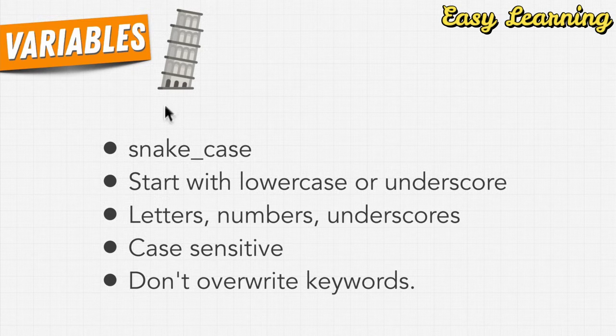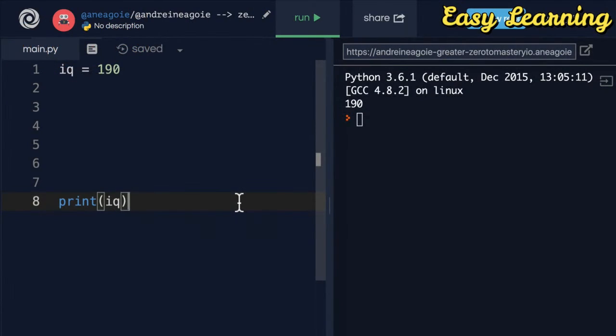Variables can be anything with letters, numbers, and underscores. But remember, they have to start with lowercase and underscore. That means we can't start a variable with a number. They're also case sensitive. That means if I create a variable, but let's say this snake case, this variable has a capital E instead of a lowercase e, that'll be a different variable. And then finally, you can't overwrite keywords. Let's go through these with some examples. First, a variable has to be in the form of a snake case.